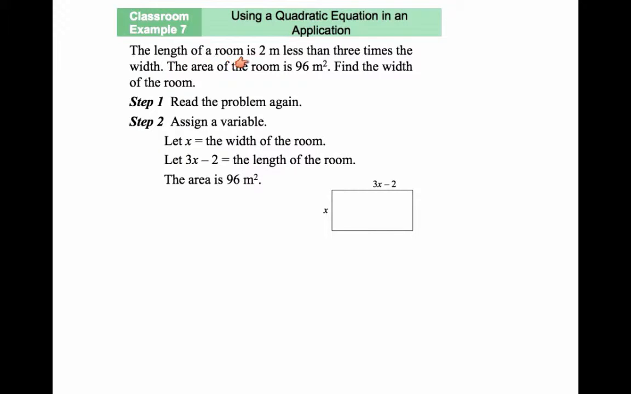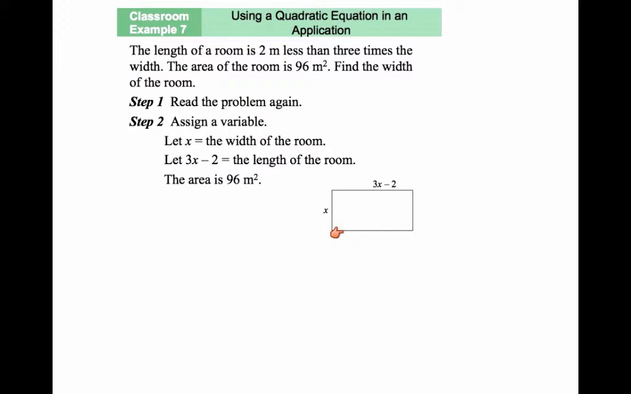Let's take a look at this example. The length of a room is 2 meters less than 3 times the width. The area of the room is 96 meters square. We want to find the width of the room. So we're going to read the problem. We did that carefully. And then step number 2, we can always use the figure to draw them out.